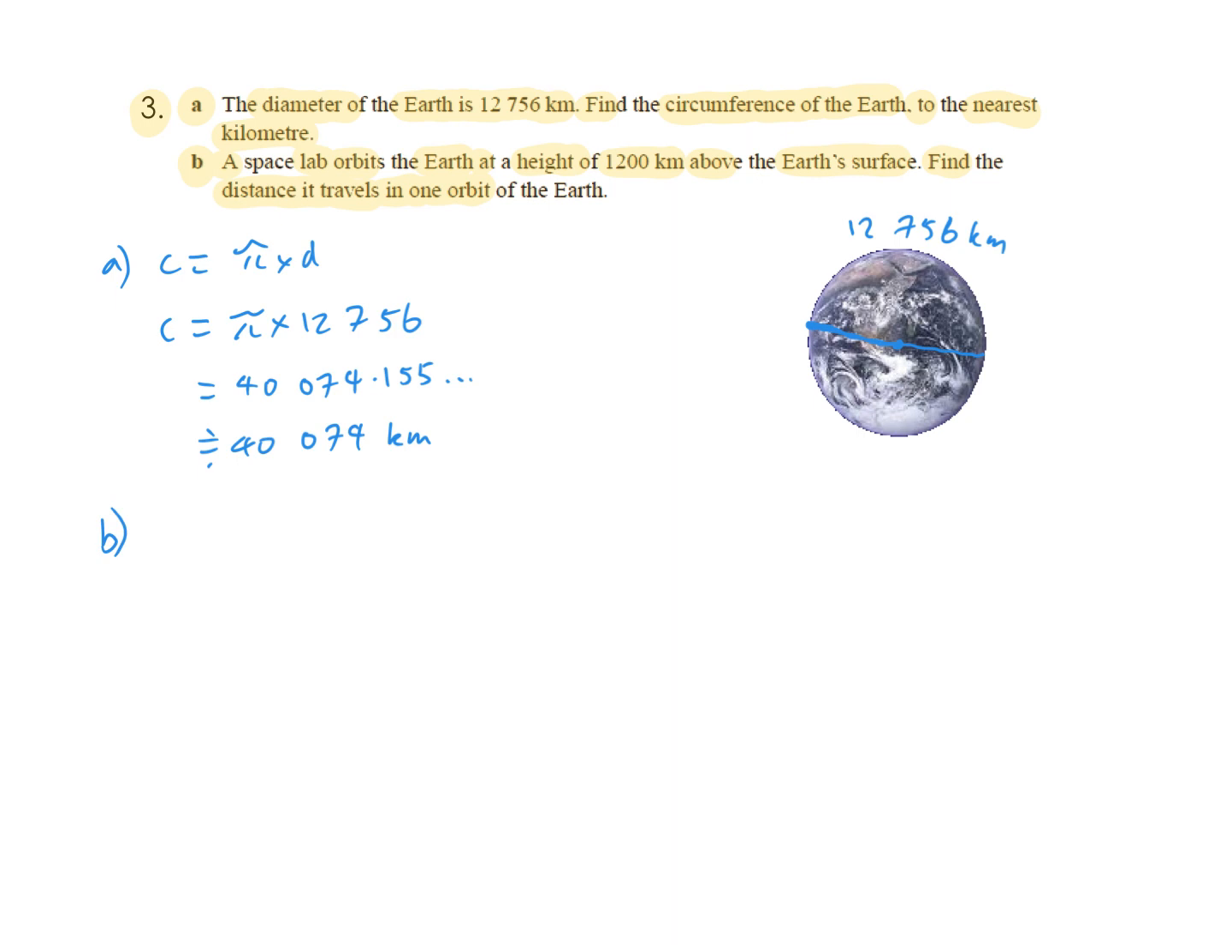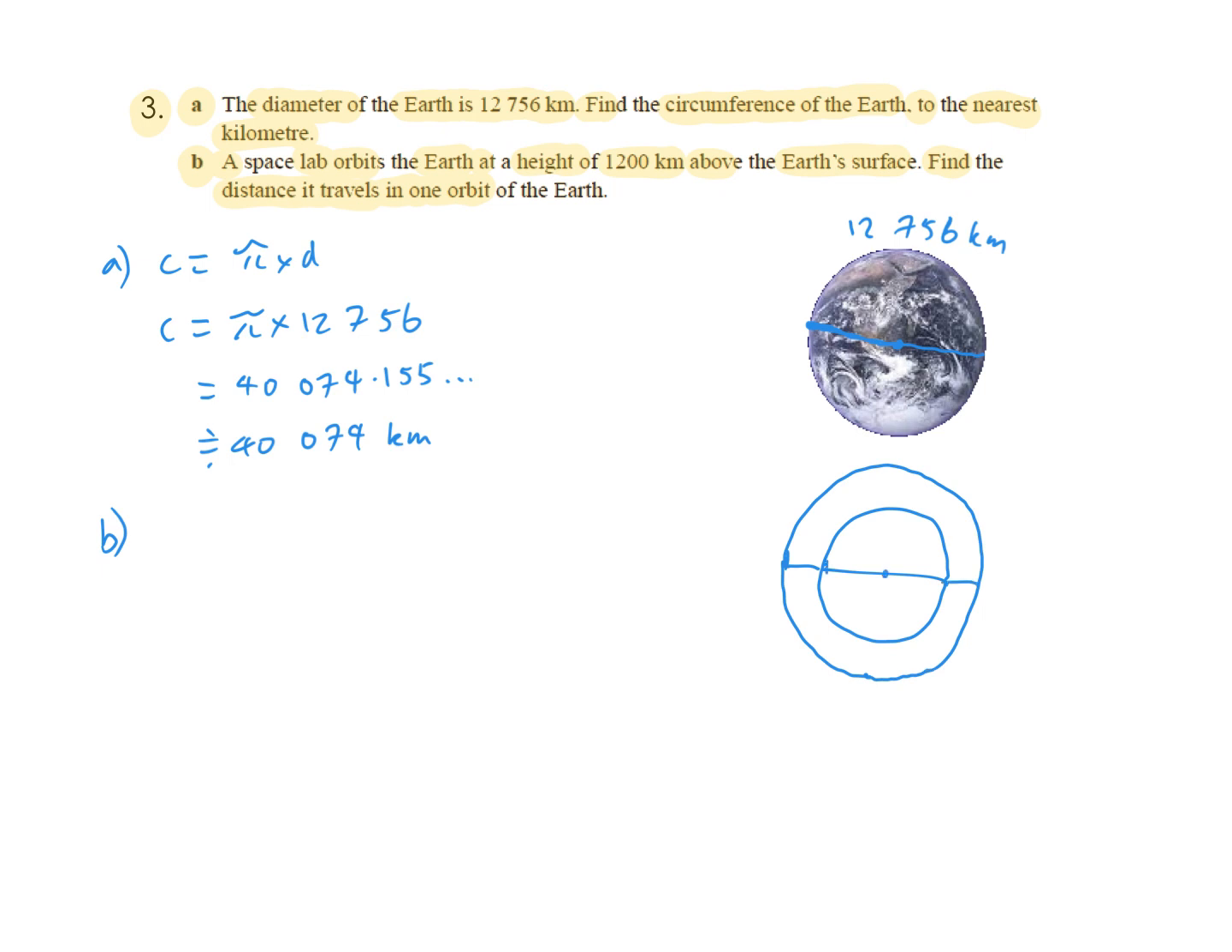All right, B. A space lab orbits the Earth at a height of 1,200 kilometers above the Earth's surface. Okay, so there's our Earth, just chilling. Here's our space lab, just going on a nice little orbit around the Earth. And I've drawn everything sort of flattened, so it's in sort of a polar orbit or something, because the third dimension doesn't really add anything to the question.